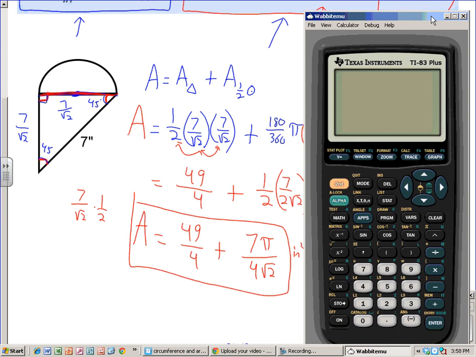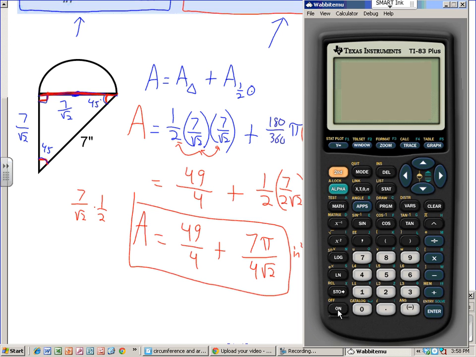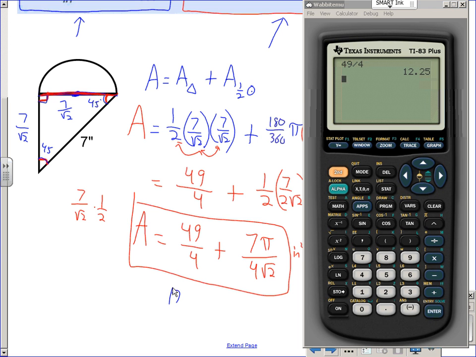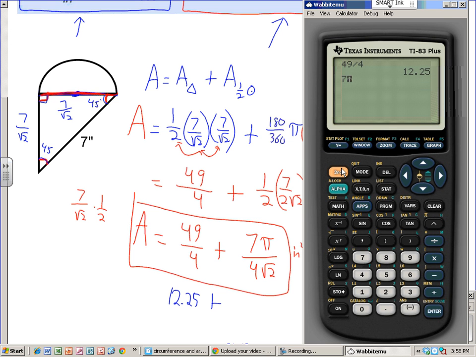On your calculator, once you start typing some numbers in and rounding, you're getting an approximate answer. So 49 divided by 4, that is 12 1/4. So as far as an approximate answer, 12.25 plus. On the calculator for the other term, 7 pi divided by, again, there's 2 parts to that denominator. You have to use parentheses. 4 times the square root of 2. Close the parenthesis for the square root, close the parenthesis for the denominator. If you don't use those outer parentheses for the denominator, you are going to get a wrong answer.